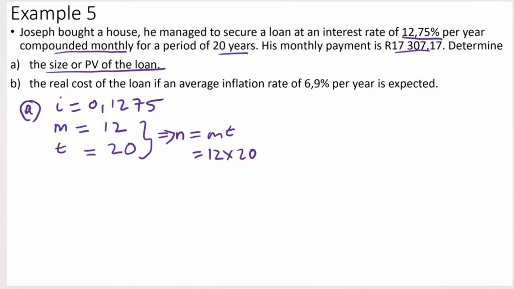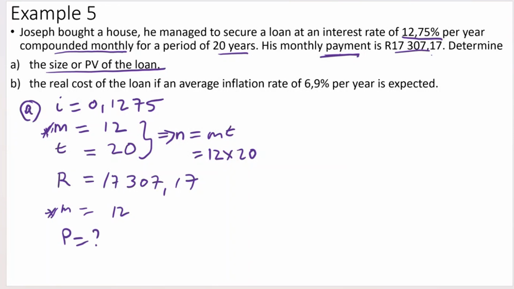And then you are told his monthly payments. So now you've got the payments of 17,307,17, and you are happy. Your payments are monthly, so when this is equal to this, you are happy. Otherwise, if they were not the same, you would have to convert your interest rate so that it compounds in the same period as your payment. So you are happy with that. You are looking for your present value.